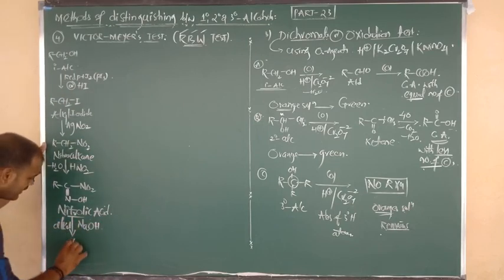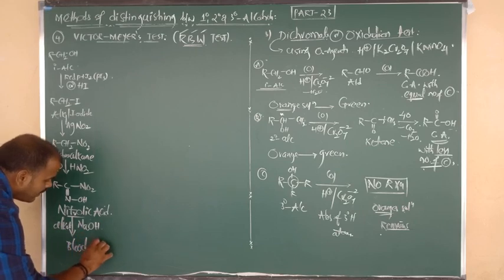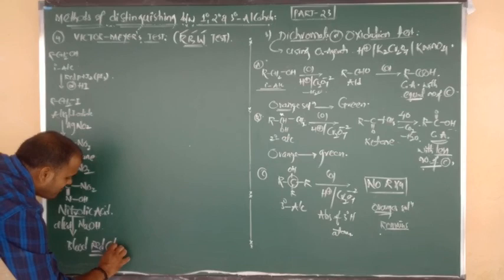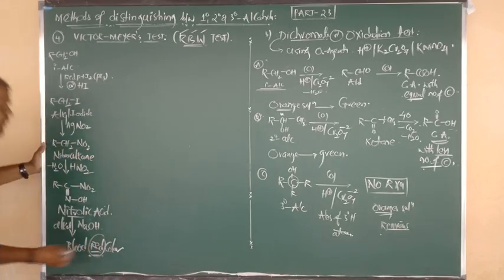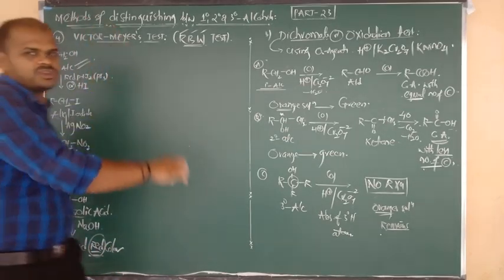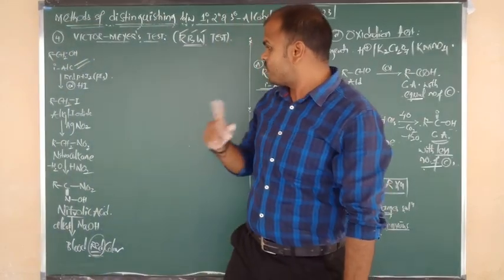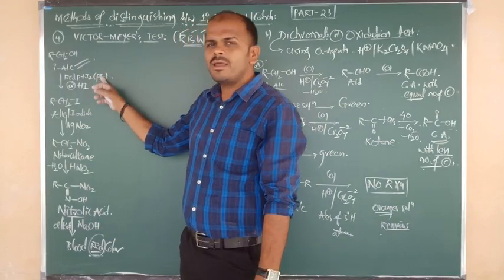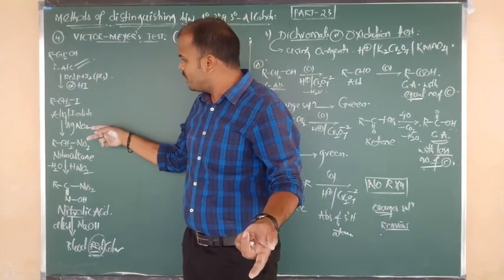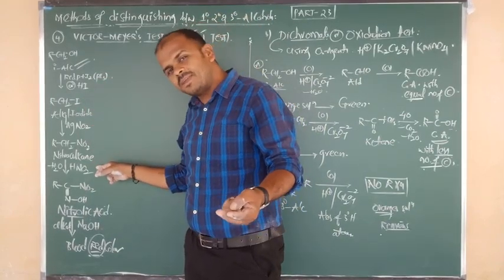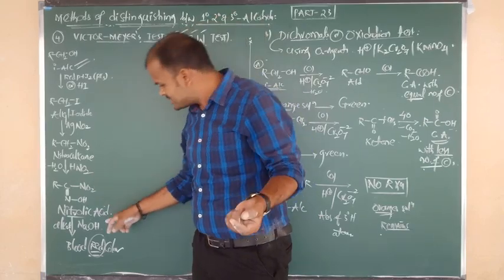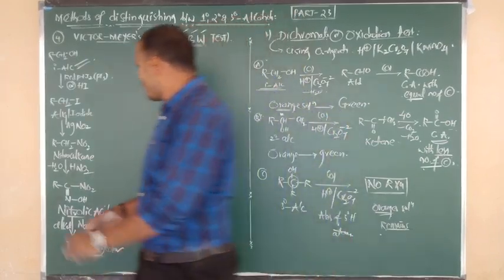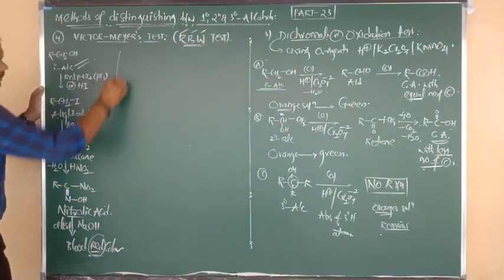And finally you are getting the color, which is nothing but blood red color. By the formation of blood red color, we have to confirm that the alcohol is primary alcohol. So 4 steps are there. Step 1, reaction with HI. Step 2, reaction with AgNO2. Step 3, reaction with HNO2. Step 4, reaction with alkali. These are the steps you have to follow. Once again, I am going to revise it for you shortly.